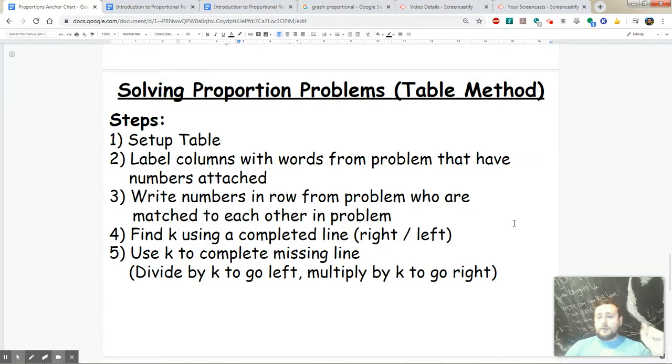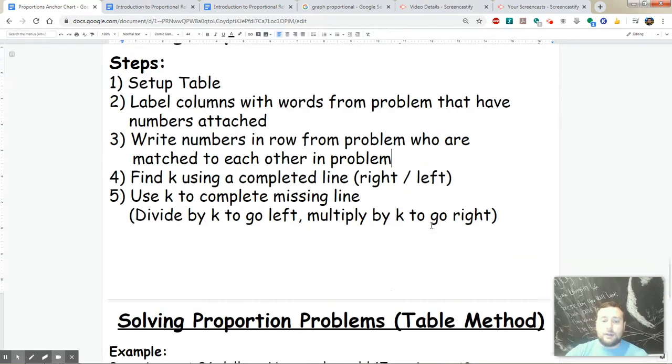Then you write the numbers in the next row, which are attached to those words. Now, remember that if the two numbers show up within the same sentence, they probably belong in the same row. Then you will have a completed table. There's probably going to be one box missing. The line that doesn't have anything missing, you use that line to find a K, just like you would to try to complete a table that we talked about in the first video of this series. And then, once you have the K, you divide to go left and multiply to go right to figure out what the missing number is.